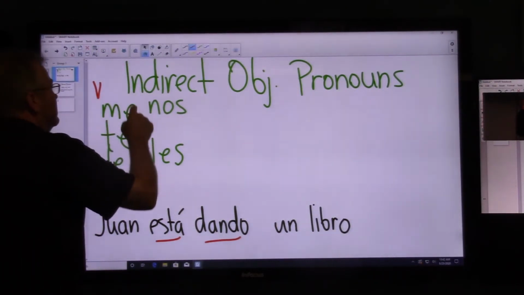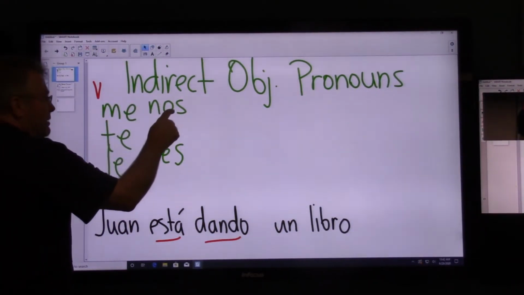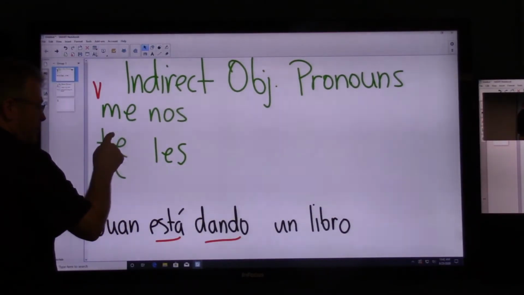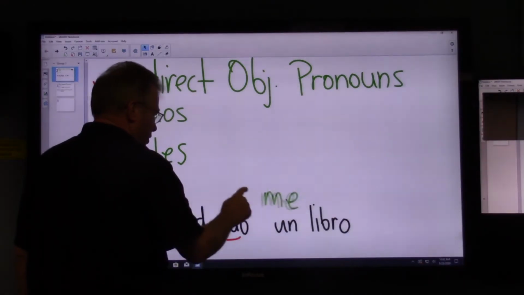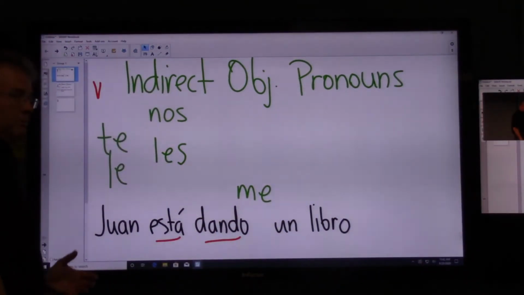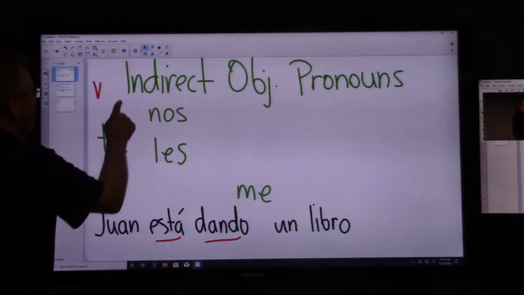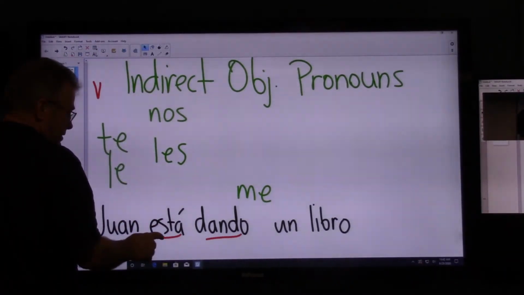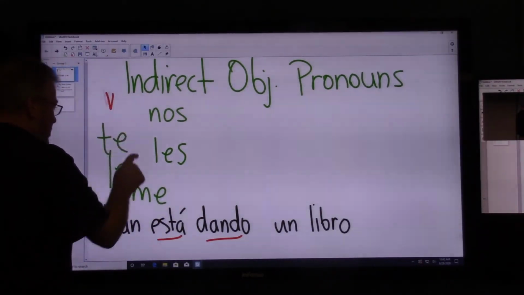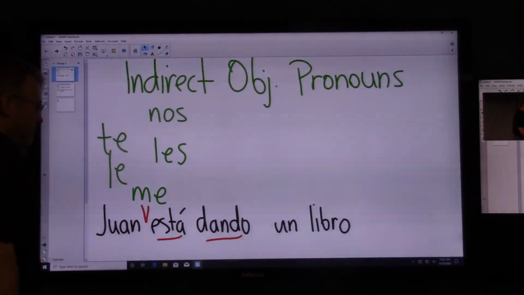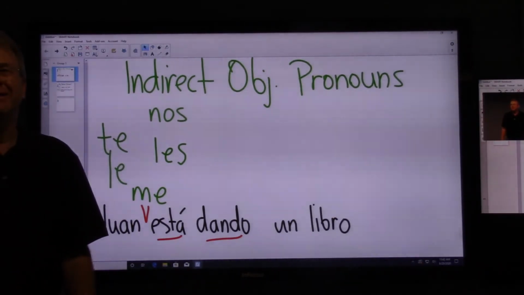What is my indirect object pronoun up here for me? Do you see one up here? Yeah, me, right? Okay, so now it becomes a question, where do I put it? Well, rule number one, I can put it before the conjugated verb. This verb right here is conjugated, está. So if I wanted, I could place it before the conjugated verb. Juan me está dando un libro.